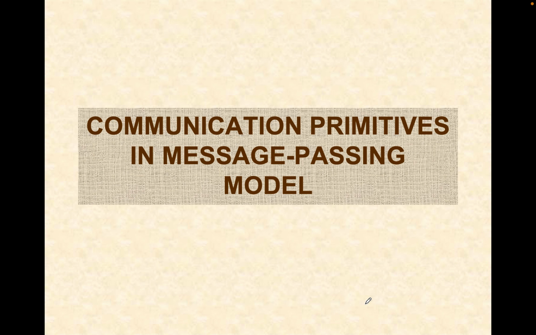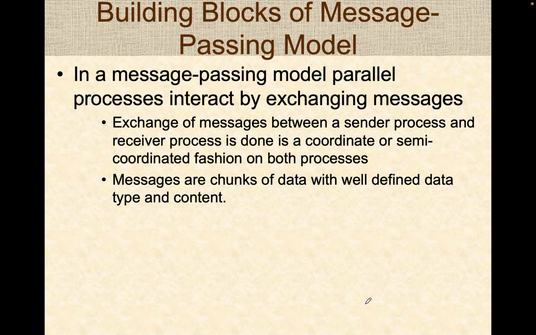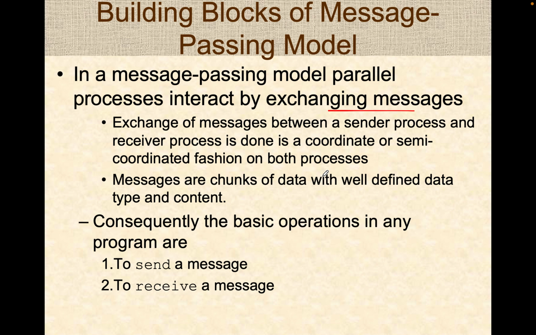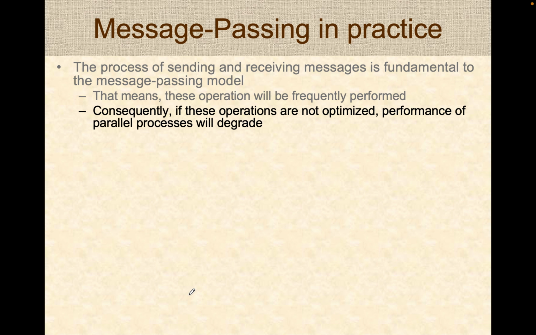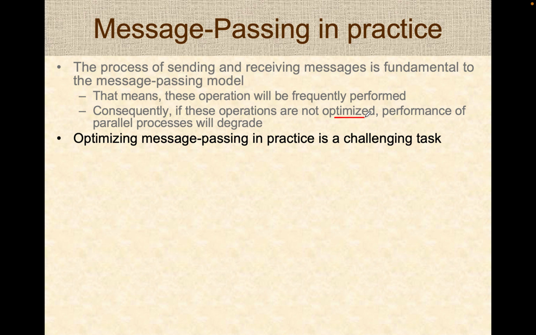Let's look at some of the communication primitives in the message passing model. Keep in mind, the message passing model involves interactions by exchanging messages. So that means sending and receiving messages is the key operation. So we'll focus and talk about some of the different ways to send and receive a message. Keep in mind, in practice, these sending and receiving operations are performed very frequently. So that means they have to be implemented and optimized for efficiency.